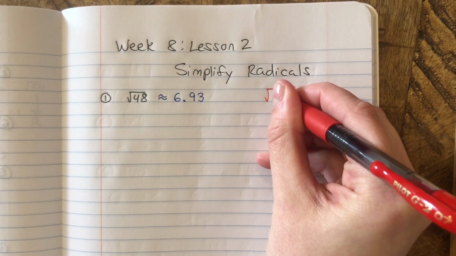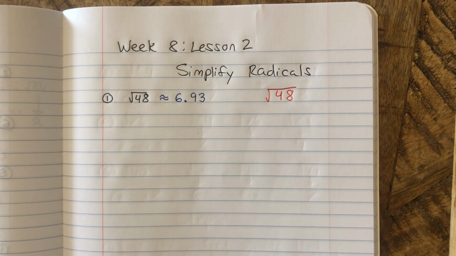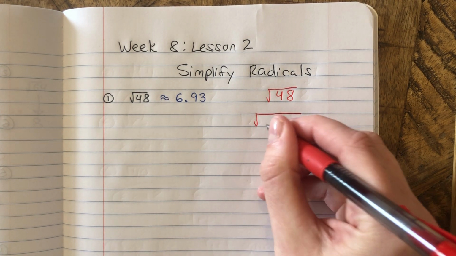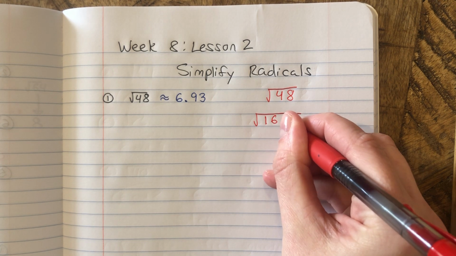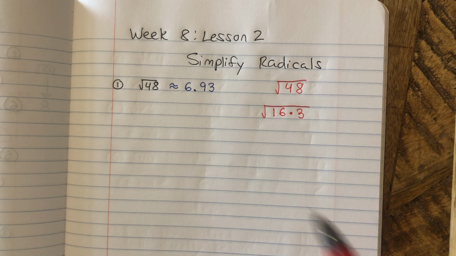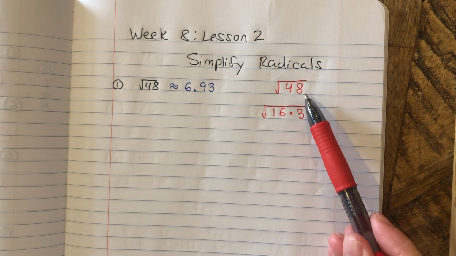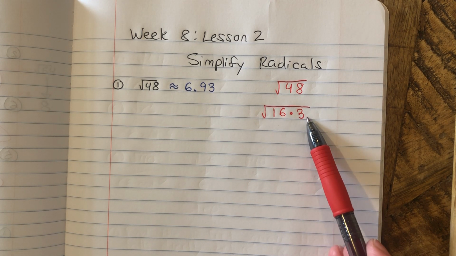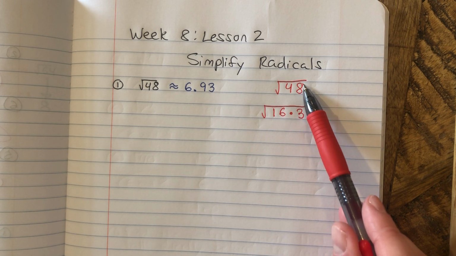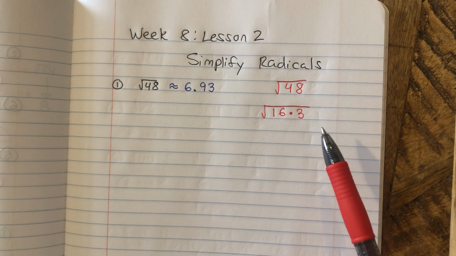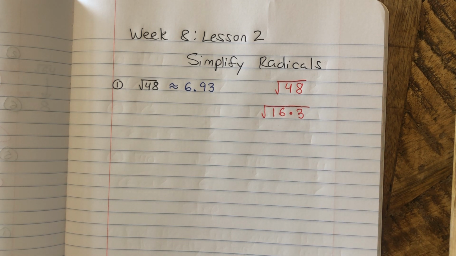So we have the square root of 48. Well, I now know that I can multiply the number 16 times 3 to get to 48. So you see I have the square root of 48, which I can also write as the square root of 16 times 3. 16 times 3 is 48. So these are now equivalent expressions. They mean the exact same thing, even though they're written differently.